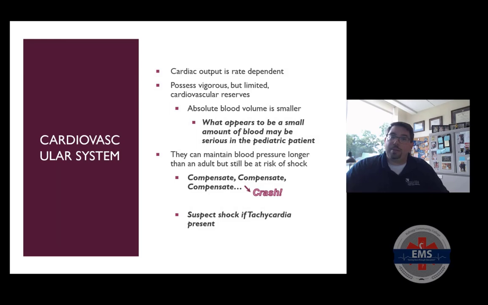Cardiac output is going to be rate dependent for our cardiovascular system. We know that they possess vigorous but limited cardiovascular reserves, so it's hard for them to compensate. They have an absolute blood volume that's smaller than that of an adult. What appears to be a small amount of blood really may be a serious problem for the pediatric patient. They can maintain a blood pressure, actually, believe it or not, longer than an adult, but they can still be at risk of shock. So we have to recognize it earlier than we would for an adult and know that kids will compensate, then crash. So suspect shock if tachycardia is present. That's extremely important.